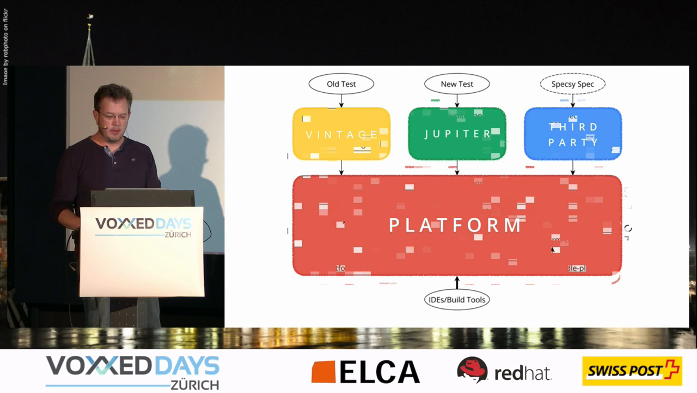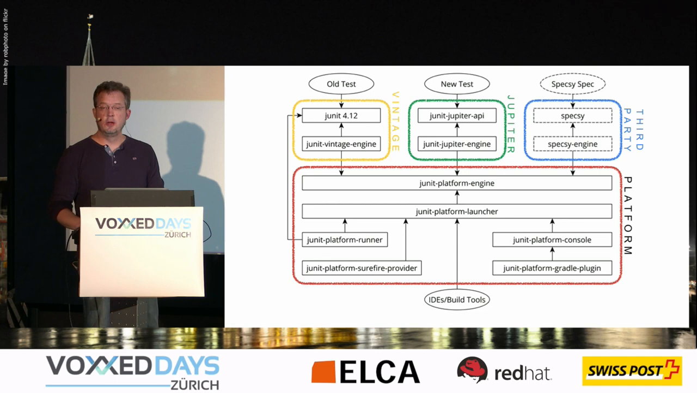And behind the scenes, this is what I meant by it being modular, right? So in the past, again, JUnit 4 was just the one jar. Well, you see quite a few jars and modules here. So within the platform itself, we have the engine API and launcher APIs, and then we have the platform runner. We have the support for Maven and Gradle down there as well.